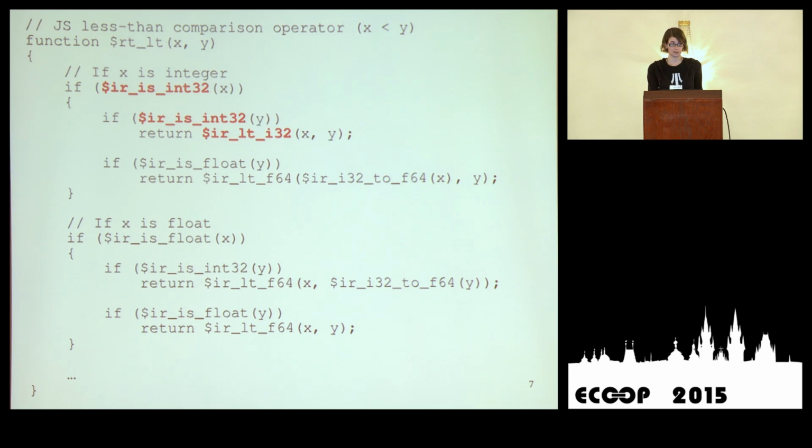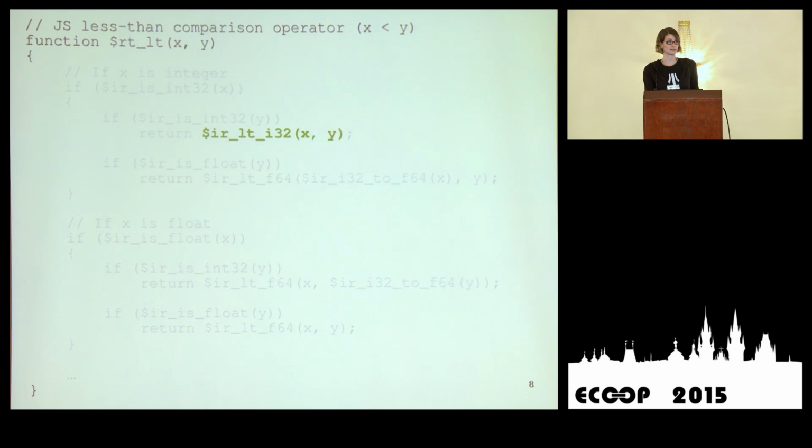So we test the type of x. If it's integer, then we check if y is an integer, and if they're both integers, we just use some machine instruction that does an efficient less than comparison for integer values. But ideally, to make all of this as efficient as possible, we'd like to eliminate the type checks and just directly inline the machine instruction.